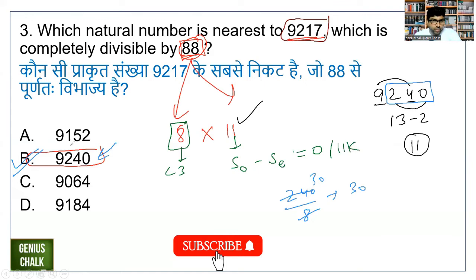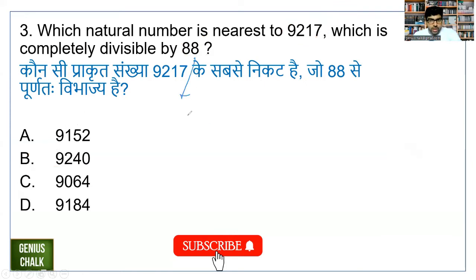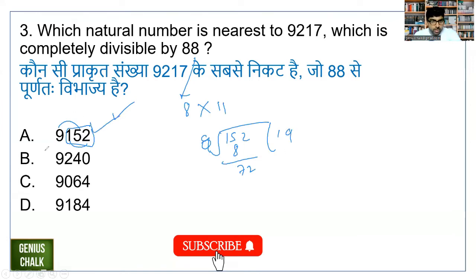Let's check. If you want to check this for 8 and 11, so you see, for 11 this is 9 plus 5, 14. 14 minus 3, this is divisible by 11. But for 8, check the last 3 digits, 152. 8 ones are 8, 8 9s are 72. This is also divisible, but the problem is this is not near to 9217 as compared to this. So that's why out of these two, we'll say this one.